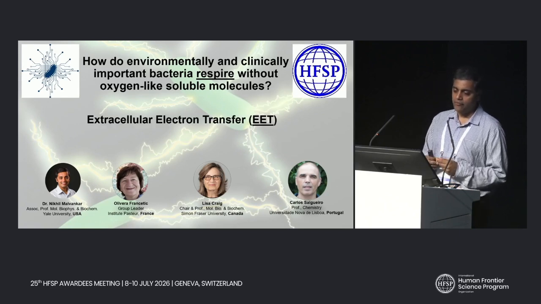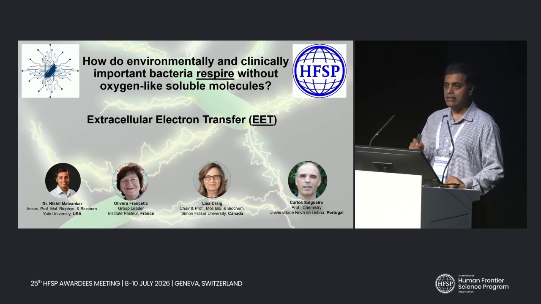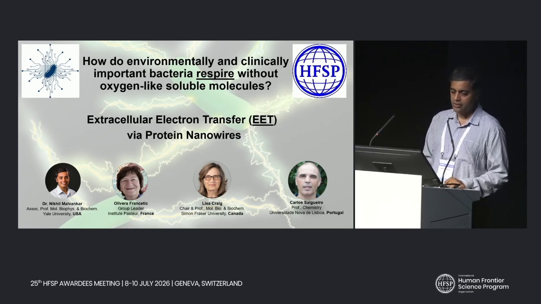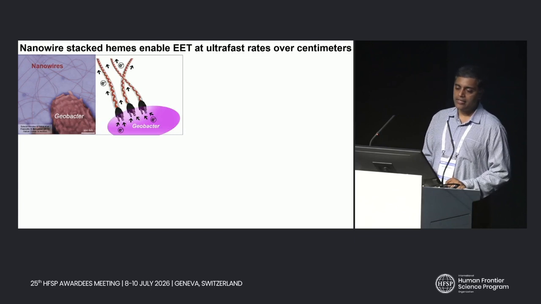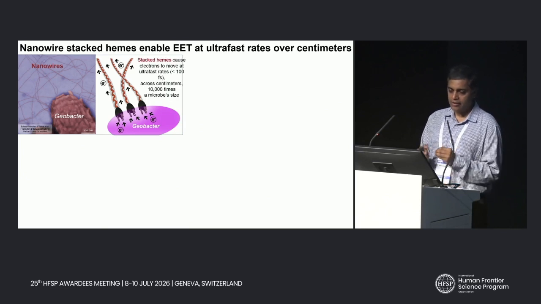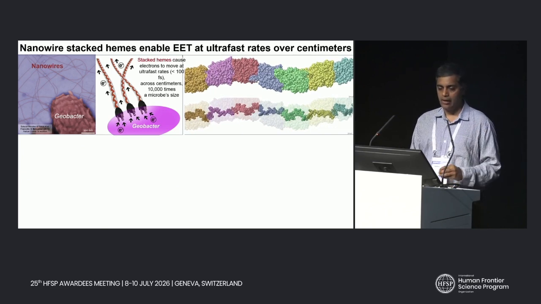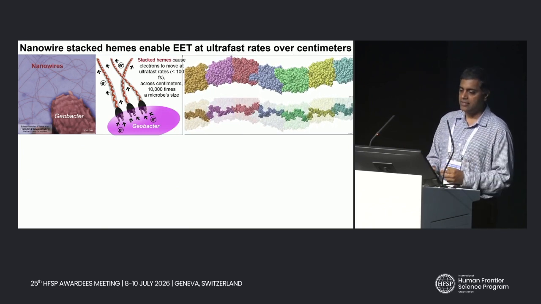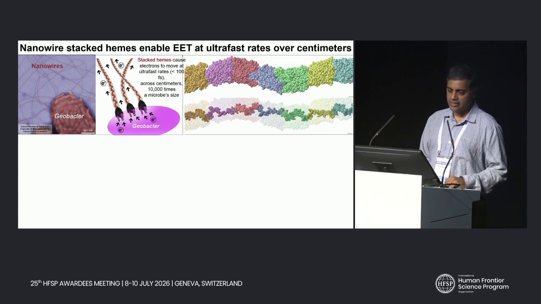What we are focusing on is a process called extracellular electron transfer, or EET for short, where structures which we call protein nanowires, these hair-like filaments on the surface of the bacteria, serve as a nanowire for the bacteria to transport electrons from inside to the outside. These wires contain stacked heme molecules, which I'm showing at the bottom, and this allows electrons to move at an ultra-fast rate, over 100 femtoseconds, across distances 10,000 times the size of a microbe.